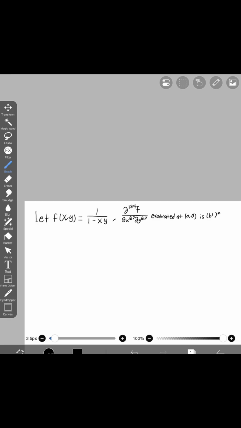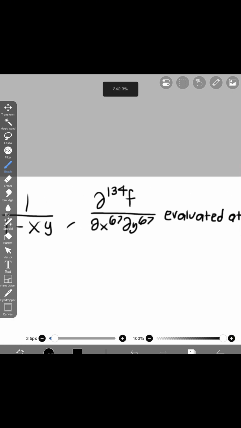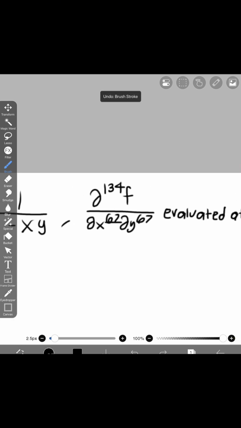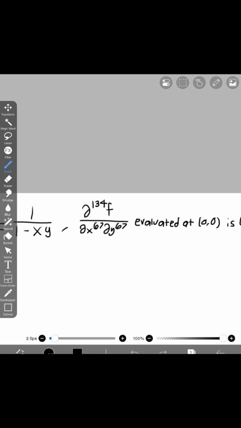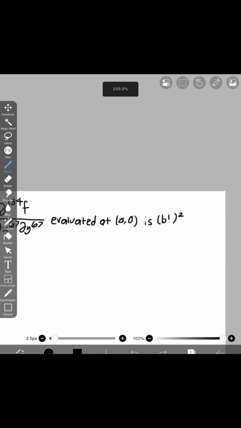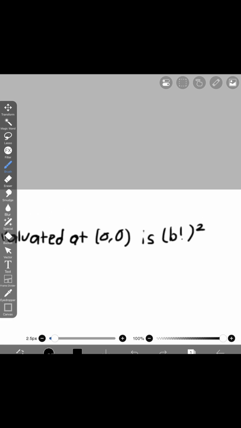Let f of x, y equal 1 all over 1 minus xy, where the 134th partial derivative with respect to x and y's. I don't know how to read this, but as you can see here, we have 67 on the denominators here. Oh wait, this could be a 67th derivative. And then when we evaluate that at the coordinate 0, 0 at the origin, that's going to give us b factorial squared. So what is that b? The problem asks us to find the value of b.